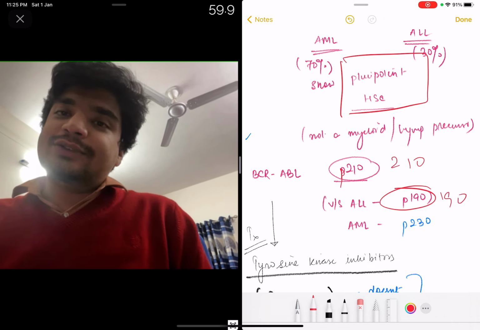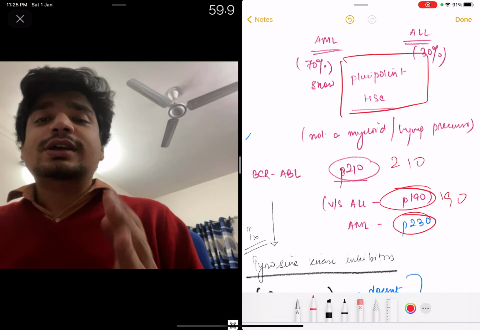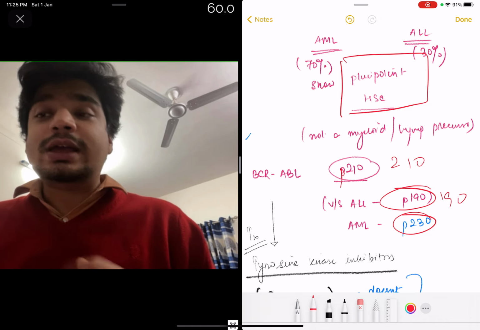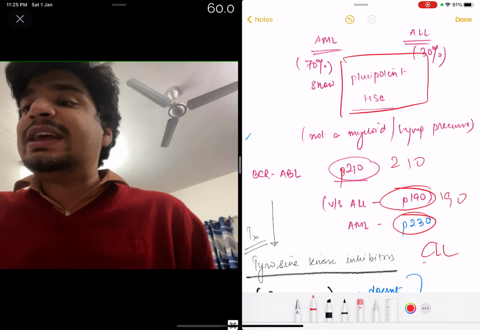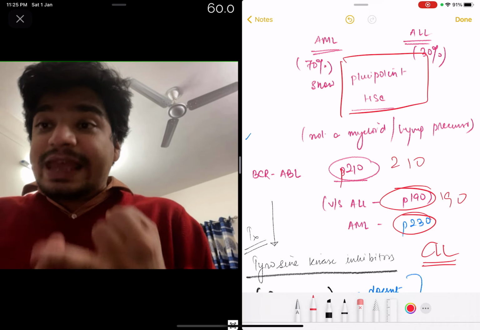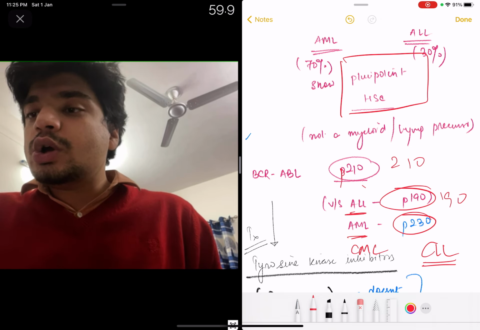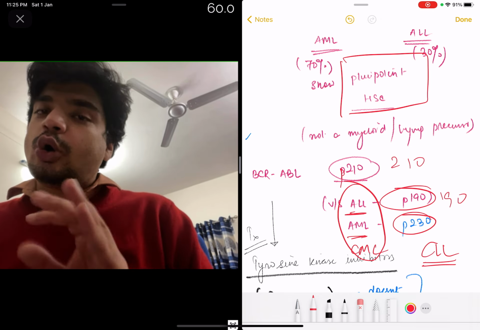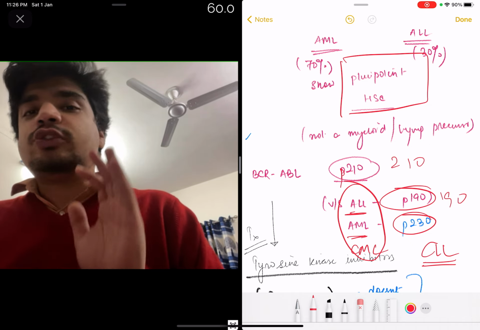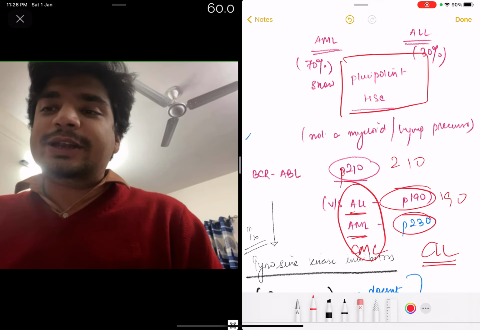AML also can have this mutation. That time it is P230. So they can ask a very simple question that BCR-ABL is not present or translocation 9;22 is not present in which of the following? The answer would be in such a scenario something like CLL or some other malignancy they can give you. ALL, AML, CML, all 3 will have BCR-ABL or translocation 9;22. CML definitely will have. ALL and AML also can have. But CLL, Burkitt's, they won't have 9;22.